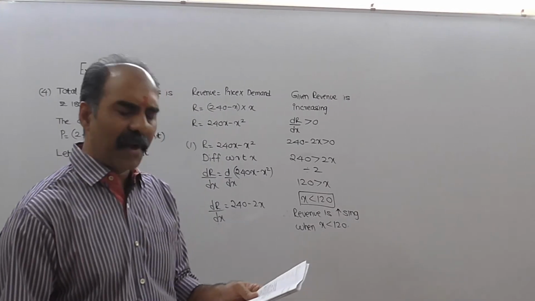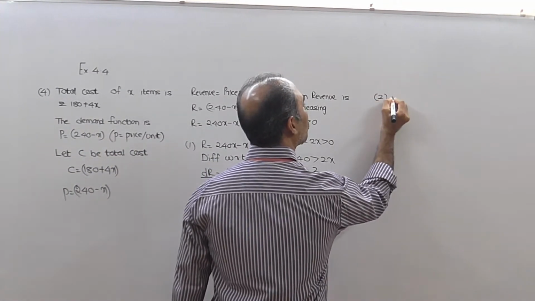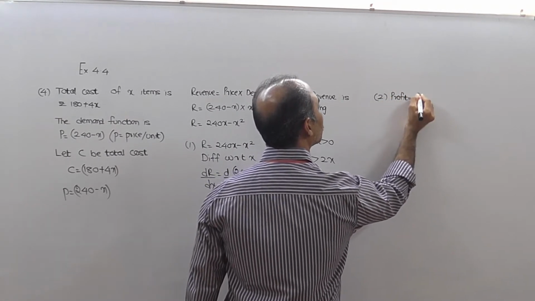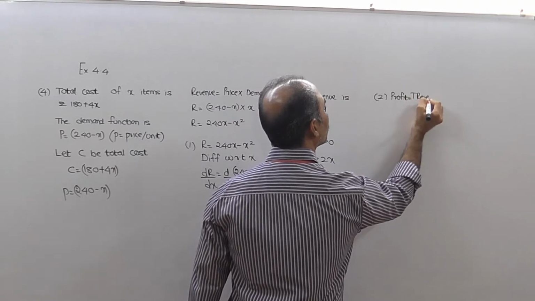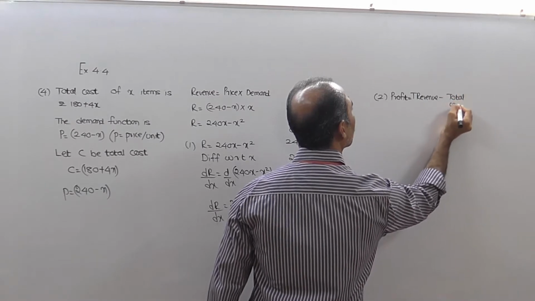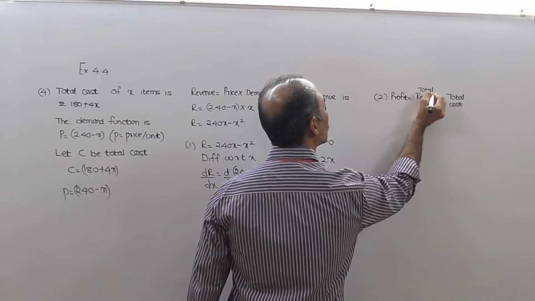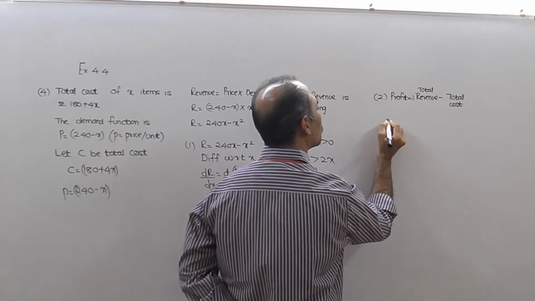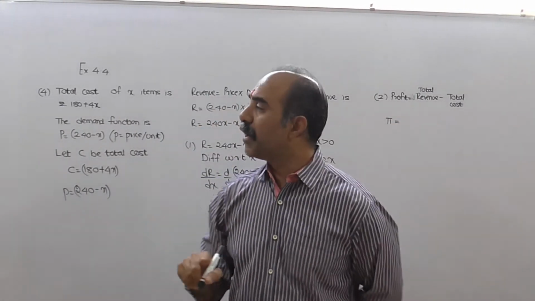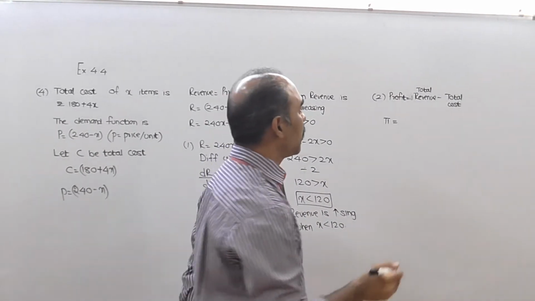The next sum is you have to find x for which the profit is increasing. So the second sum emphasizes profit. The formula for profit is total revenue minus the total cost. Profit you denote by pi. You cannot denote it by p because p is price. So for profit, take it as pi.